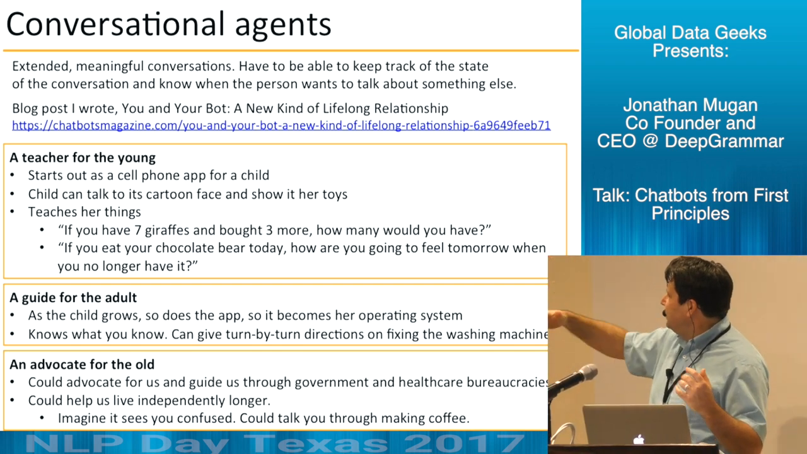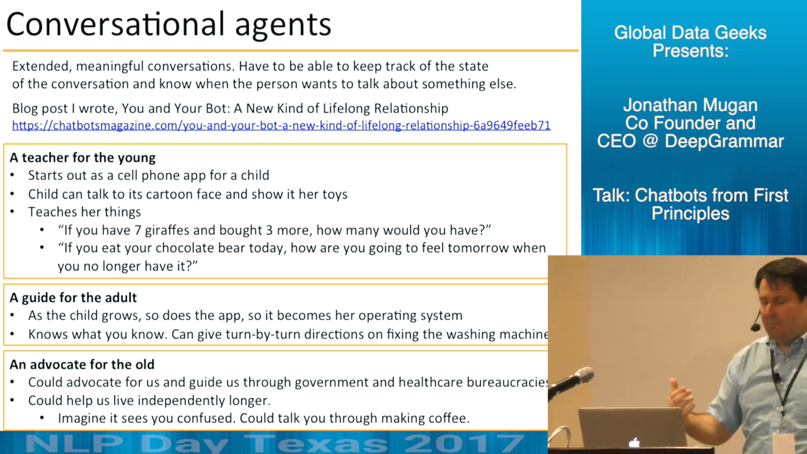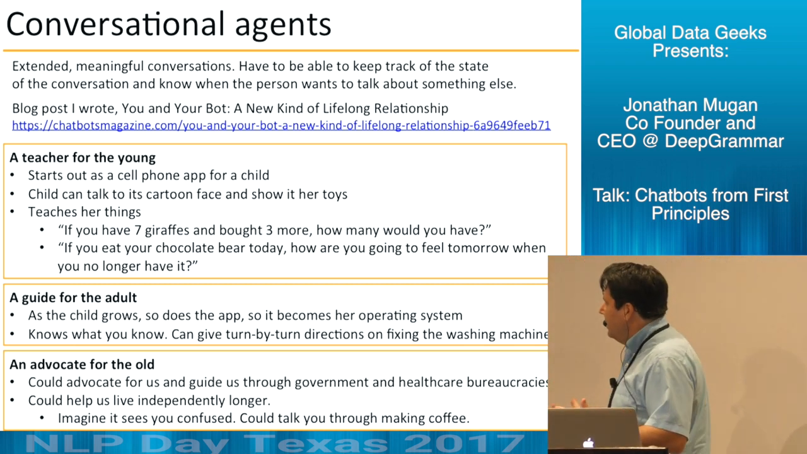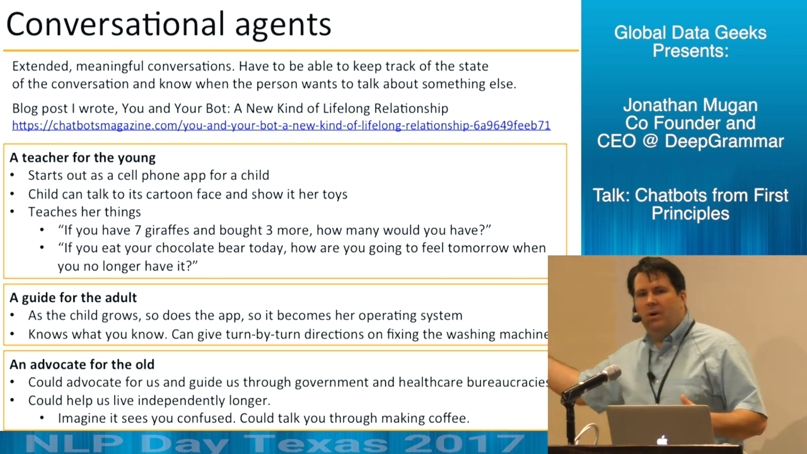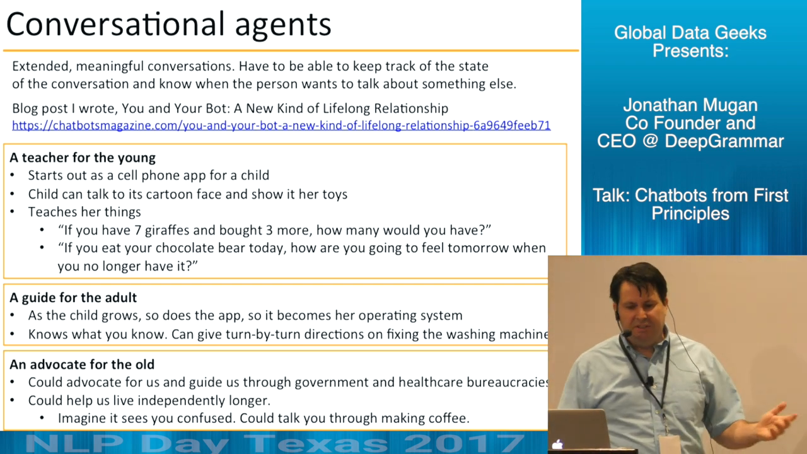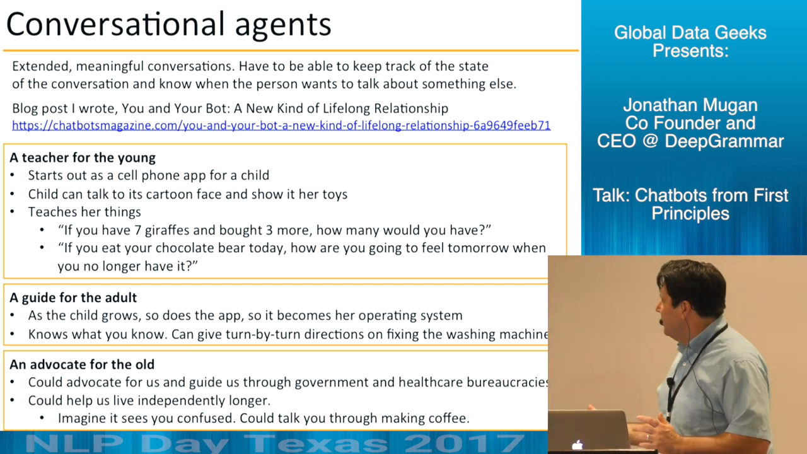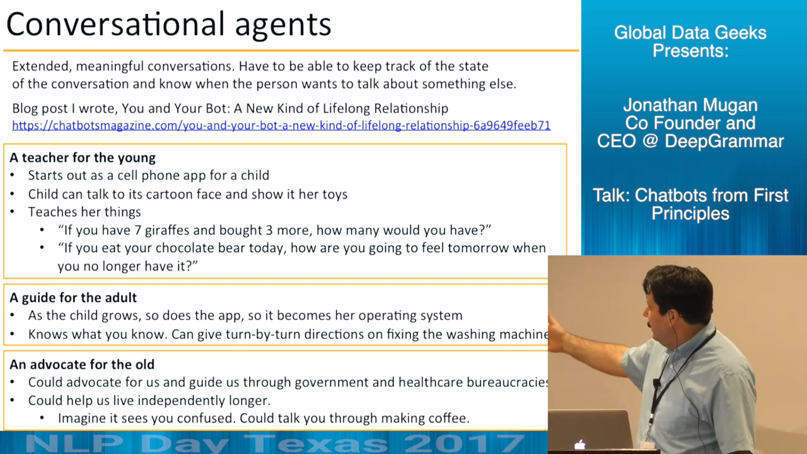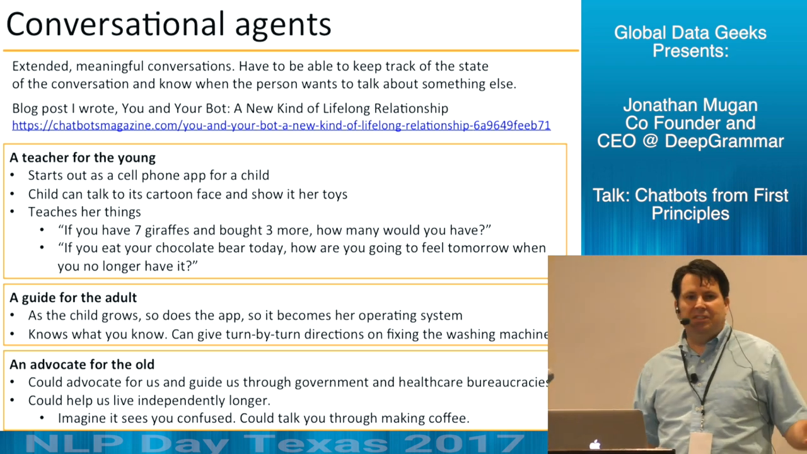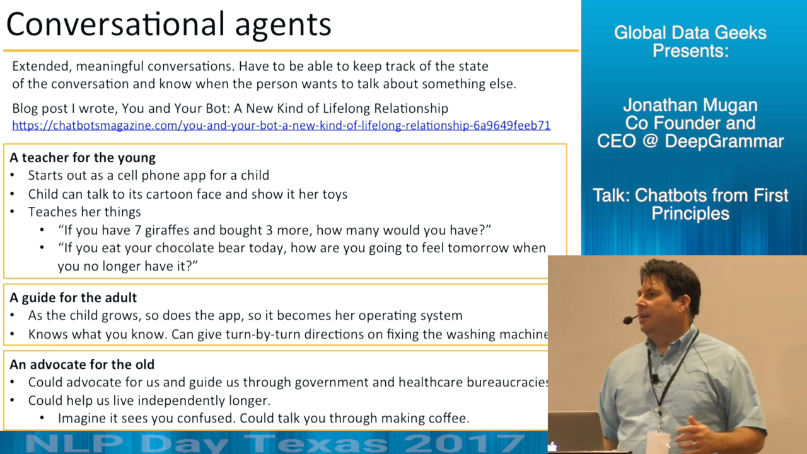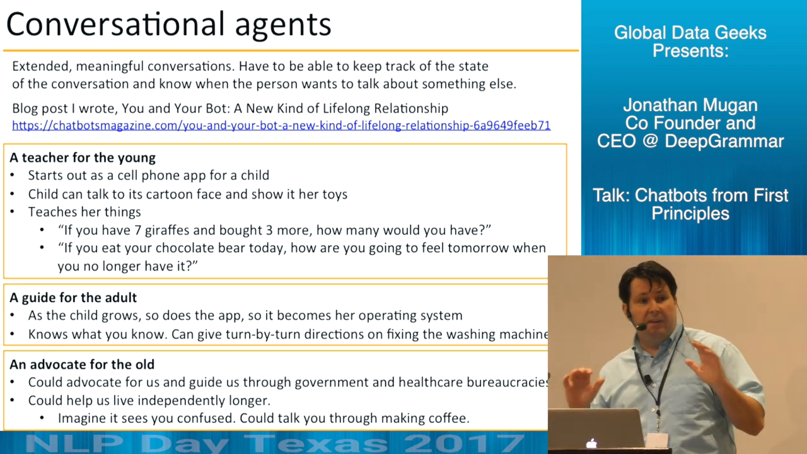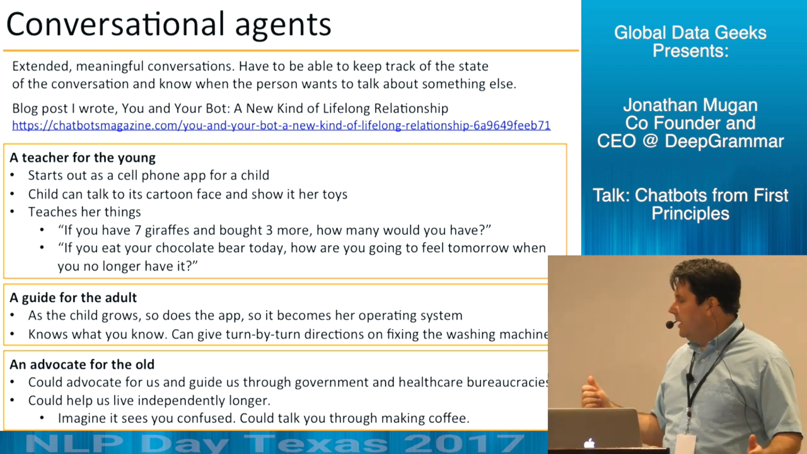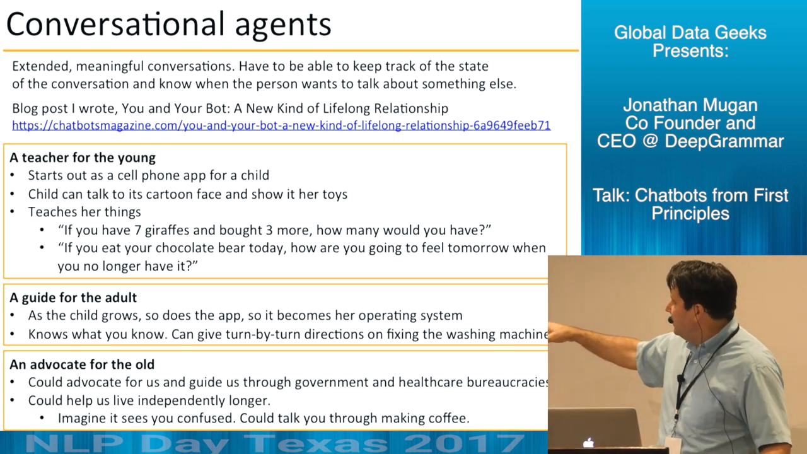In my dream, it'd be a teacher for the young. You'd have a little cell phone app, and you could talk to it, and it would teach you math. It would get to know you along the way. So when you became an adult, it would just turn into your operating system because you're already used to interacting with it all the time, and it knows everything you want. And then, as an adult, it can give you turn-by-turn directions on how to fix the washing machine. For me, it would know that it has to be very specific because all I know is lefty, loosey, righty, tighty. So it would give directions at that level.